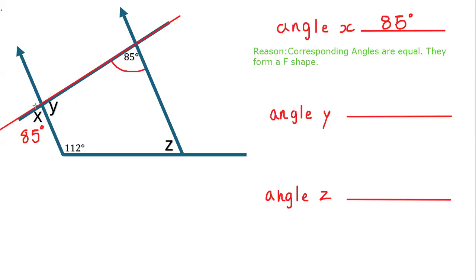So if the same transversal cuts both parallel lines, wouldn't this also be 85 if this is 85? You understand? Oh, I see what you're saying. Like they have to be equal. You know what I mean?